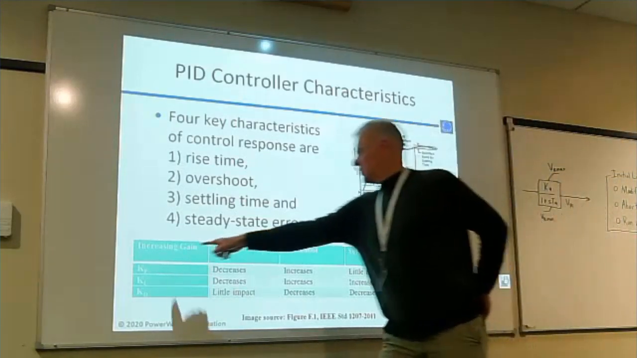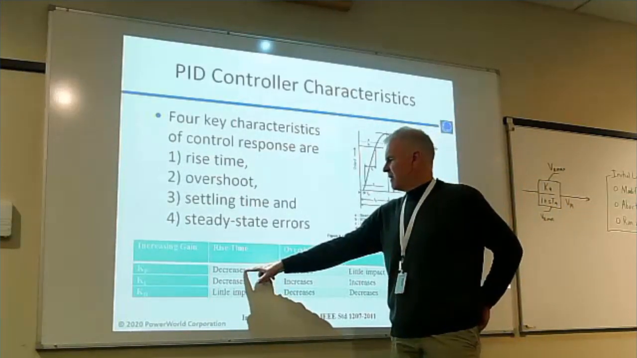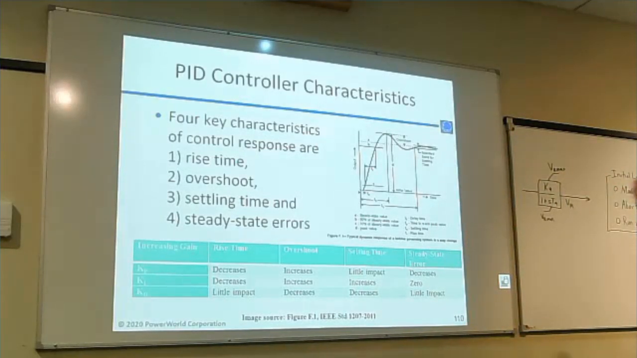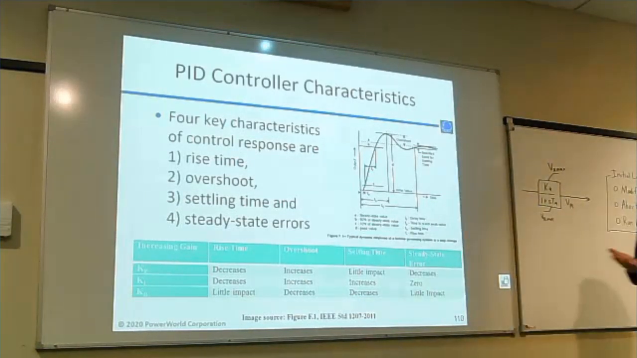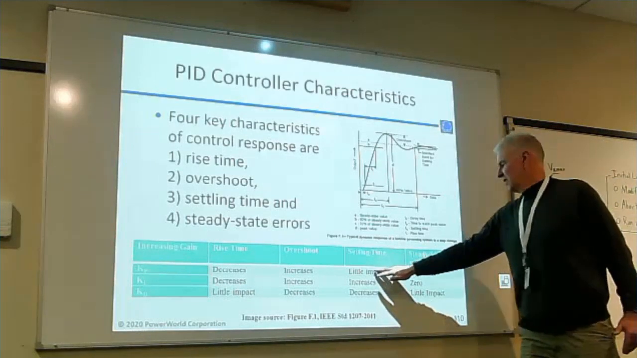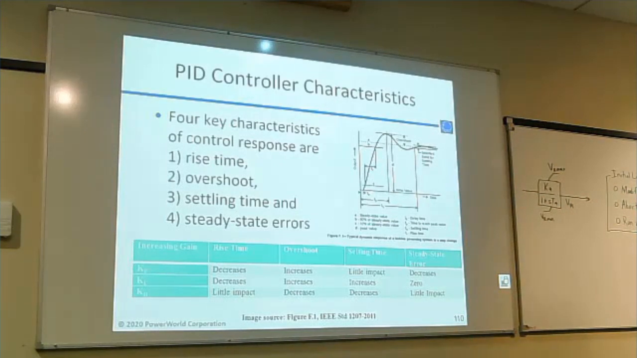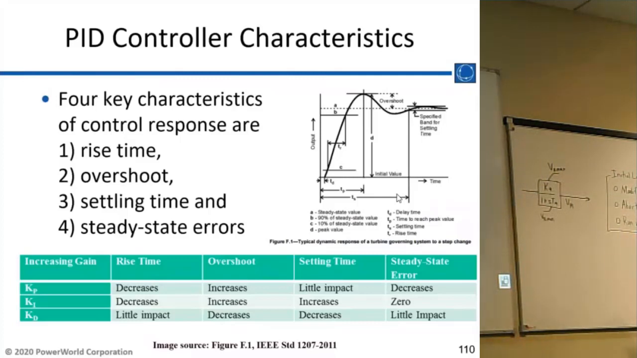If we look at increasing the gain, if you increase the proportional gain, you decrease the rise time. If you increase the integral gain, you decrease the rise time, and KD has little impact. If you look at overshoot, increasing gain will increase the overshoot for KP, increase it for KI, and KD decreases it. Settling time, KP has little impact, KI increases it, KD decreases it. And then for the steady state error, KI drives it to 0. A higher gain for the KP will drop your error down, but it won't drive it all the way to 0.